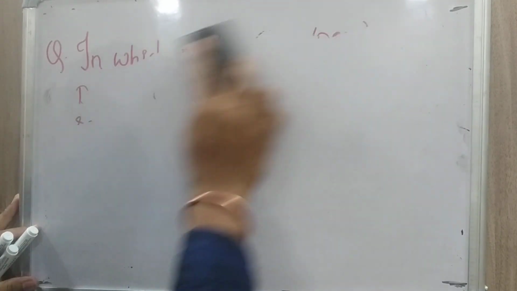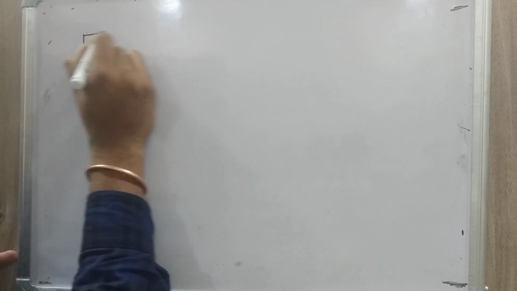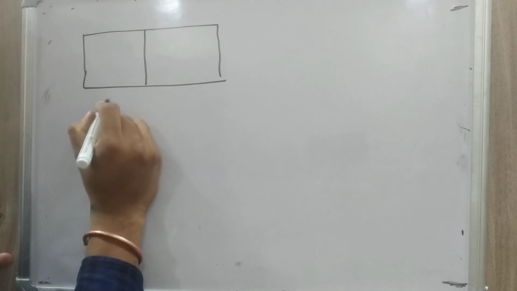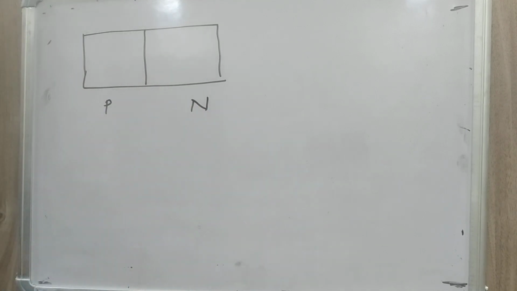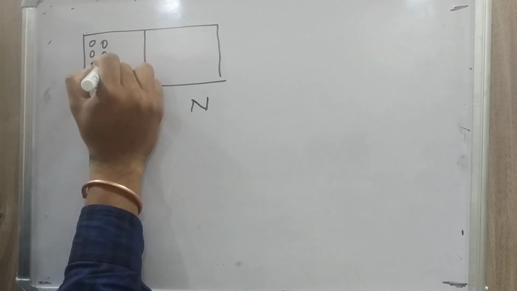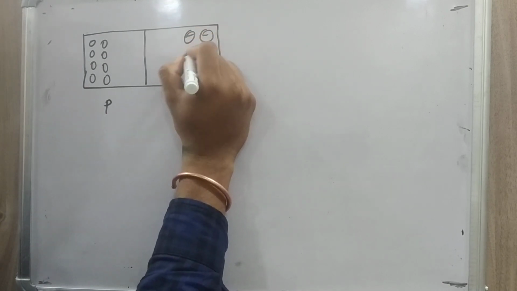So first of all we will see what is a diode. So a diode is basically a PN junction, right? I will use the black marker here. So it has one junction formed by the P-type material and N-type material, right? P-type material has holes and N-type material has electrons, right?